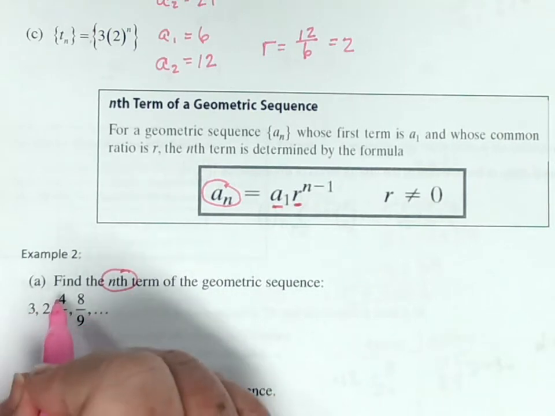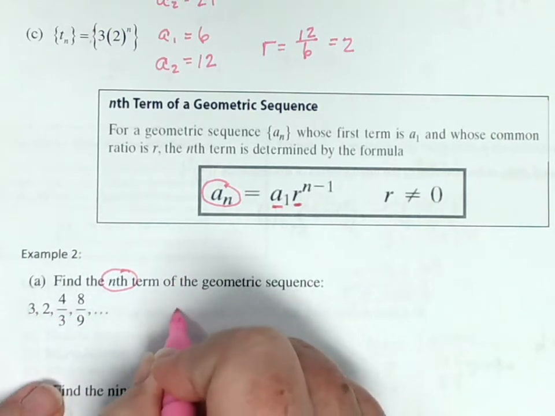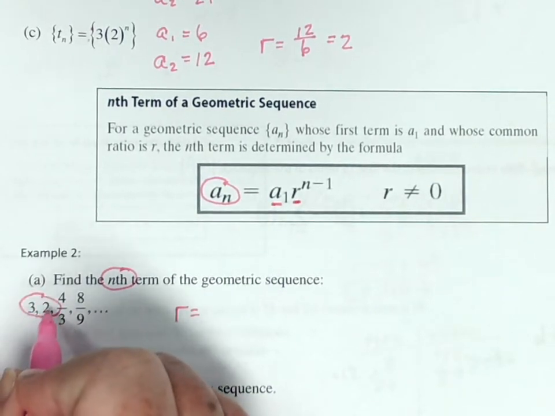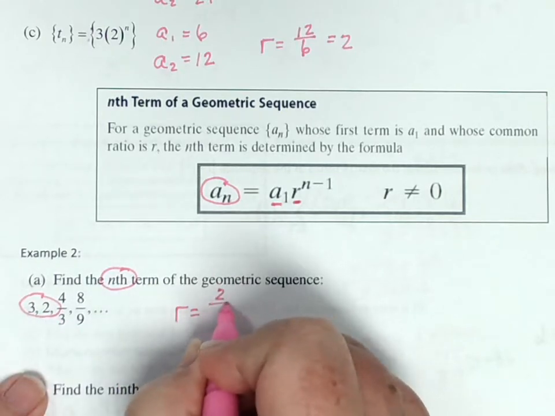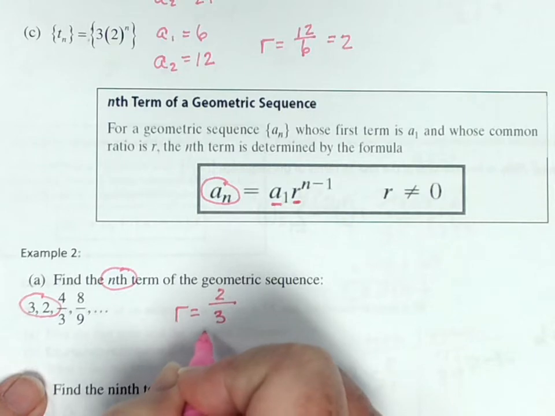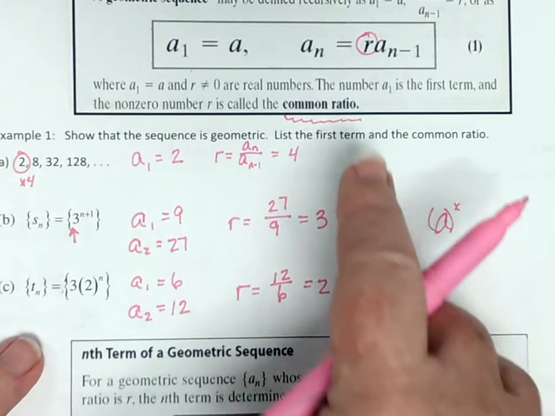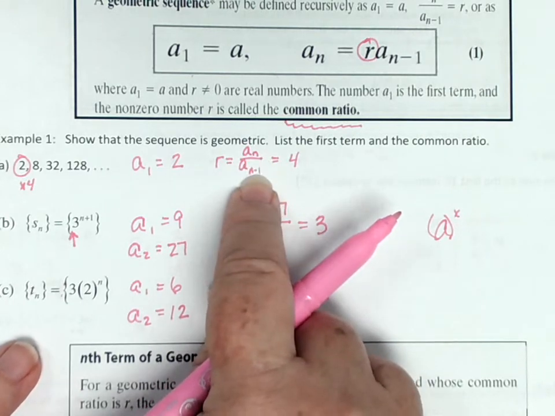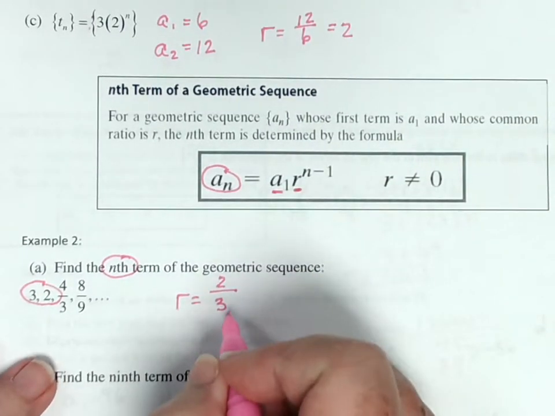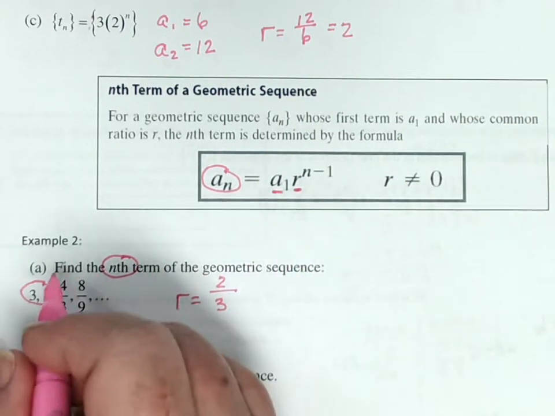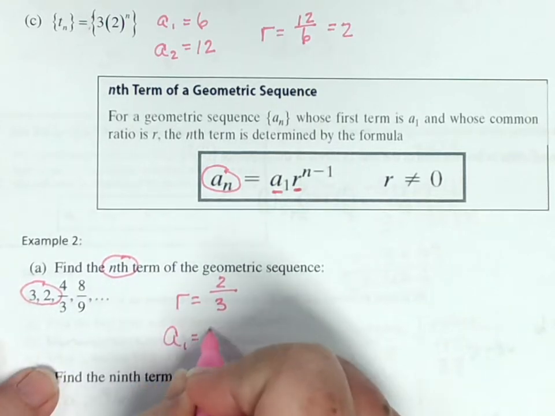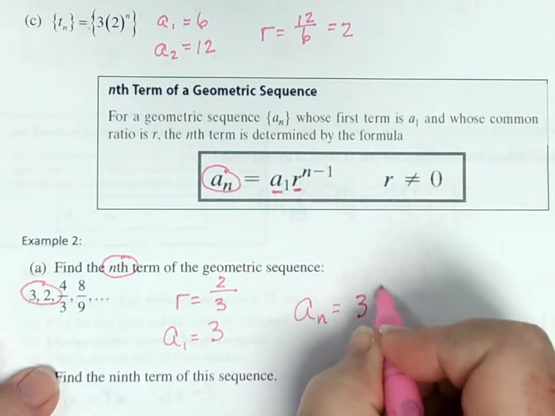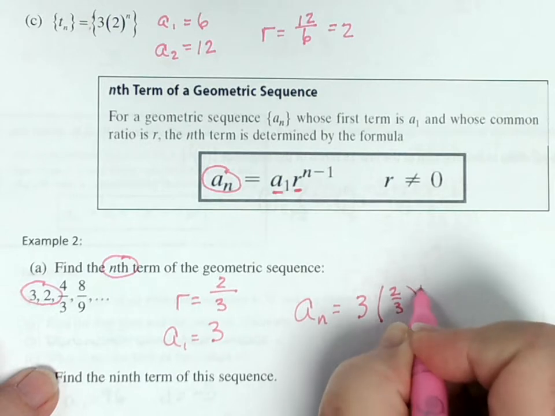Okay, so let's take a look. We've got 3, 2, 4 thirds, 8 ninths. How did we find the common ratio before? Well, we pick two numbers. It's really nice to use the first two. We take the second one divided by the one before it, right? Remember, it was a sub n divided by a sub n minus 1, the term we choose divided by the one before it. And we're going to get our common ratio is 2/3. Well, we also know that our first term in this list is 3. So the nth term is 3 times 2/3 to the n minus 1.